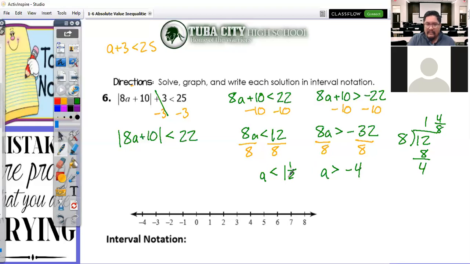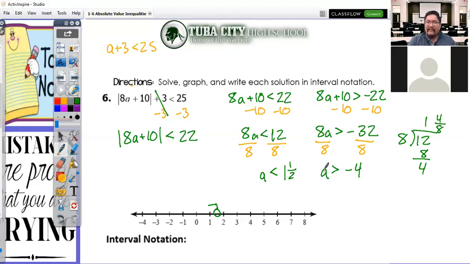All right, now let's go ahead and graph it. So 1.5. Let's mark out 1.5. So that's going to be about right there. Now we want numbers less than that. So a is less than that. So just starting it off in the direction, we want numbers less than that. So that's going to be this way.